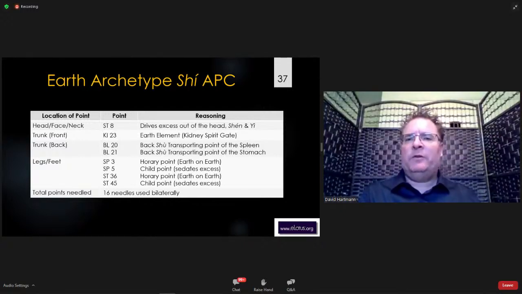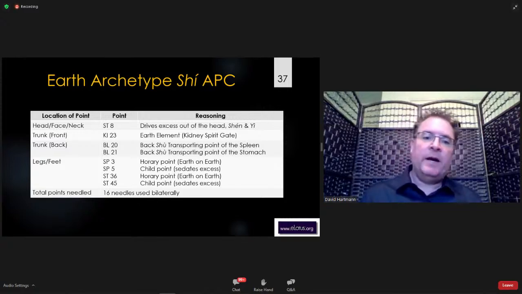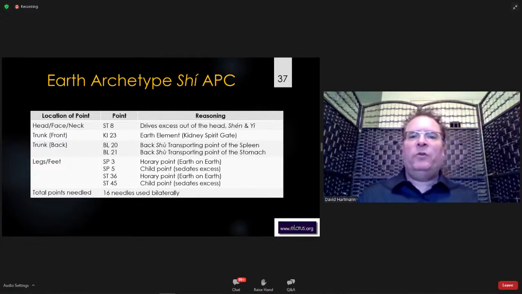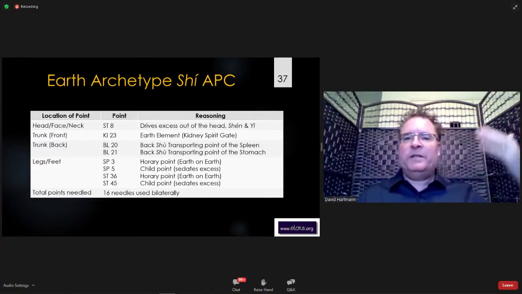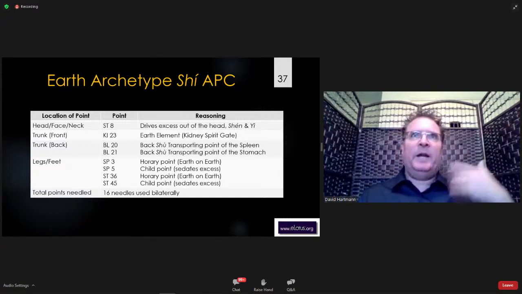The best earth element kidney spirit gate point is Kidney 23. The back shu points of spleen and stomach, I think, would be appropriate here. We're looking at horary points there. The on-the-clock points is what horary means. They're referring to that 2 hours of every day where the energy of the body is in each organ. So they talk about this idea that if you do acupuncture points of that element in that time, you're getting a trifecta of energy, a triumvirate of energy.